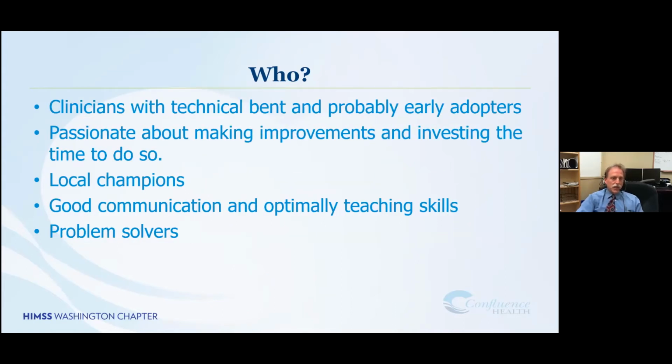So who might be involved as a physician builder? You really want people that have a little bit of a technical bent. If they're really computer phobes, they're probably not the best people to do this. So, technical bent, some early adopters, and hopefully they're really passionate about systems improvement, and they have to invest the time to do it. It's not something you can just do on the fly periodically. You really need to spend some time and get proficient in it.